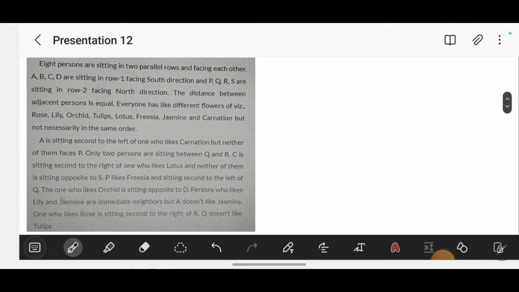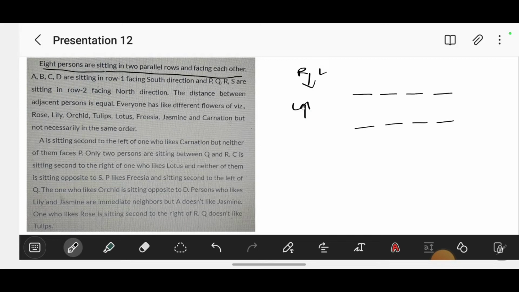This is the first puzzle, guys. He's saying that there are 8 persons sitting in 2 parallel rows and facing each other. That means 4 in each. Take 2 conditions. They are facing each other, so in one row they are facing south and in the other row they are facing north, right?